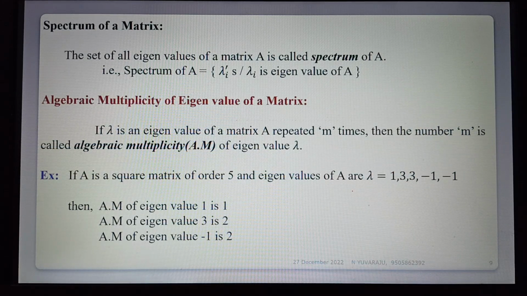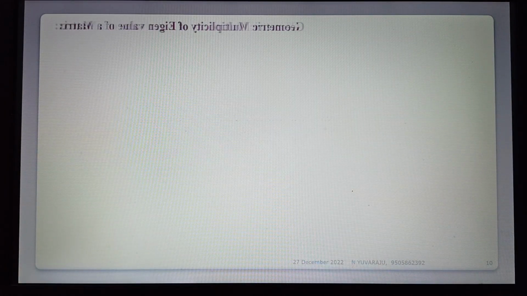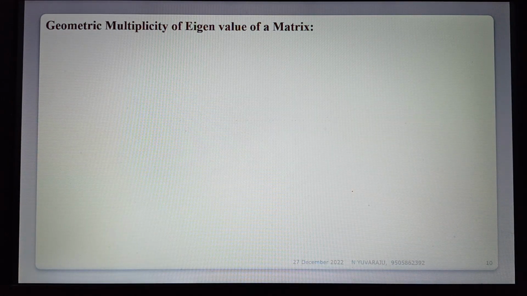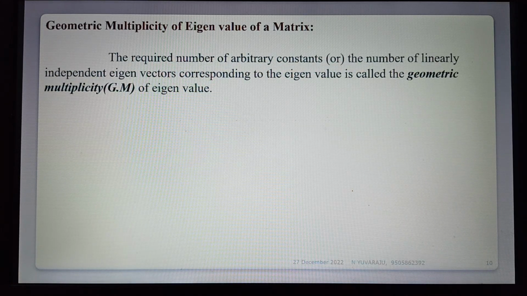So next, geometric multiplicity of an eigenvalue of a matrix. The required number of arbitrary constants, or the number of linearly independent eigenvectors corresponding to the eigenvalue, is called the geometric multiplicity, that is GM of the eigenvalue. How many linearly independent eigenvectors are required, that is called the geometric multiplicity of the eigenvalue.